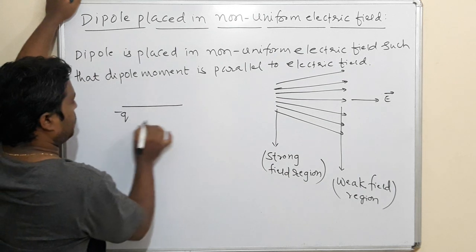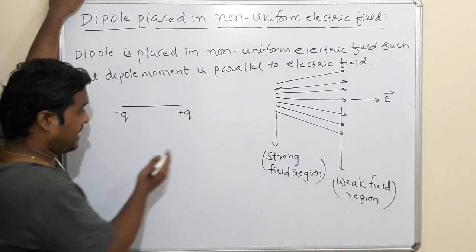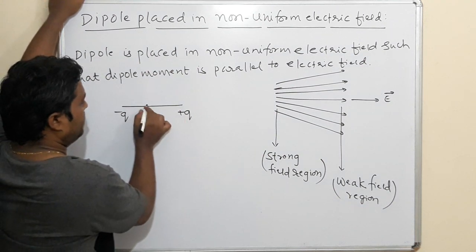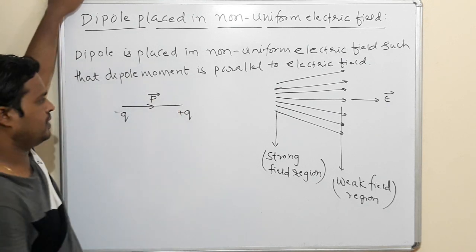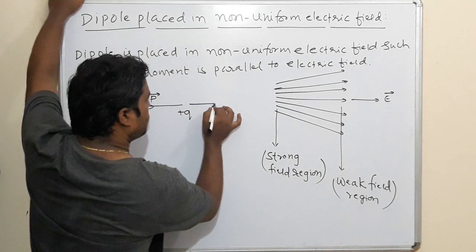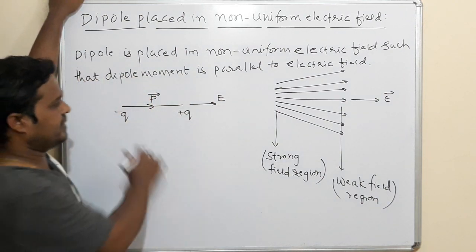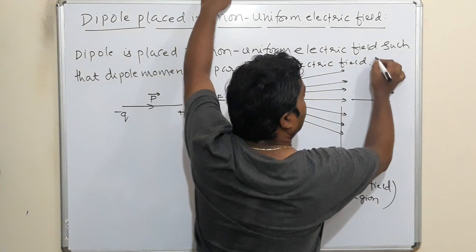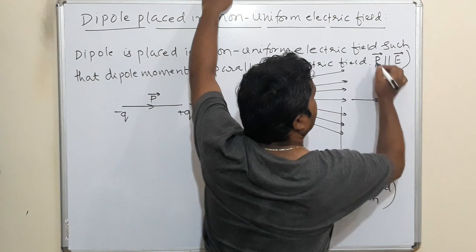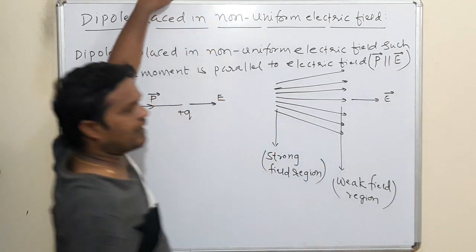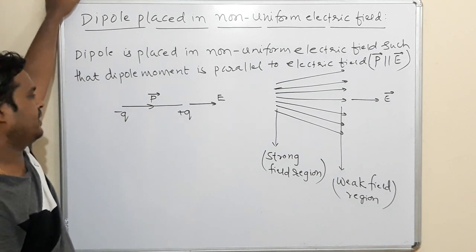This is minus q, this is plus q. The direction of dipole moment will be from minus to plus. This is the direction of dipole moment, and this side is also the direction of electric field. That means dipole moment is parallel to electric field. Like this we represent this. If dipole moment is parallel to electric field, then what happens?